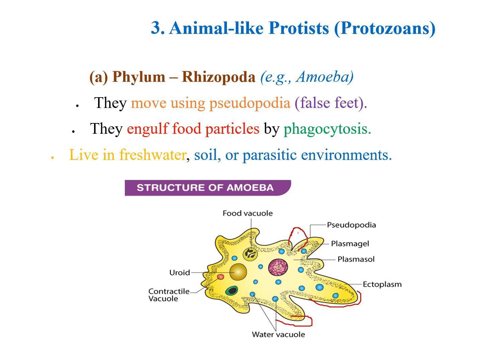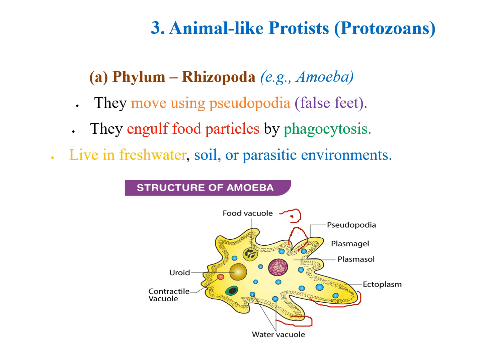Phago refers to the food particle, which must be a solid particle. Pinocytosis is for liquid: liquid compounds that they absorb. We call that pinocytosis. They live in freshwater, soil and parasitic environments.